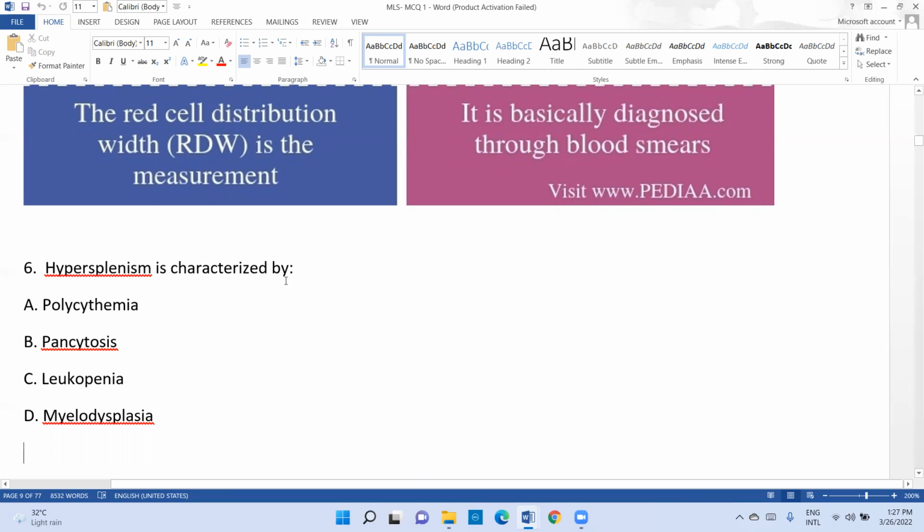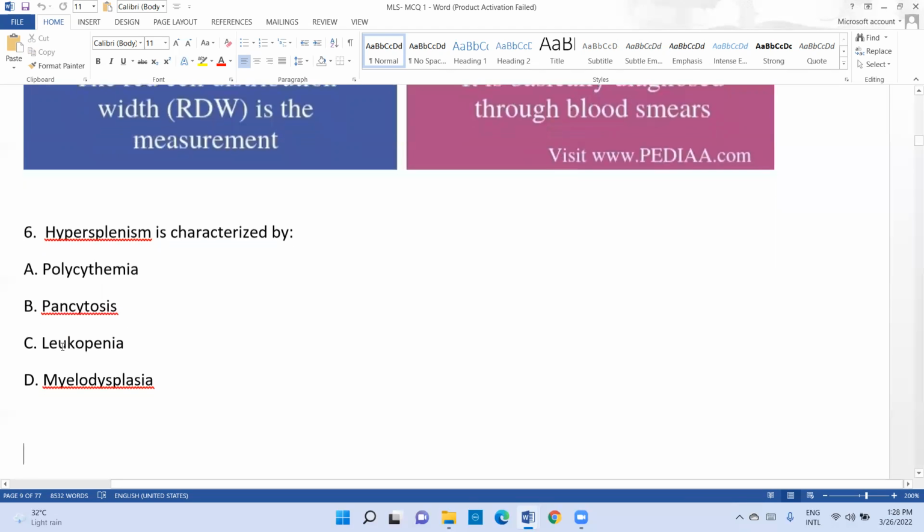So the answer is pancytopenia. Pancytopenia is reduction of blood cells in all cell lines, that is white cells, platelets, and red cells. So that is called pancytopenia. In hypersplenism, all the cell lines are reduced because the spleen removes these cells.